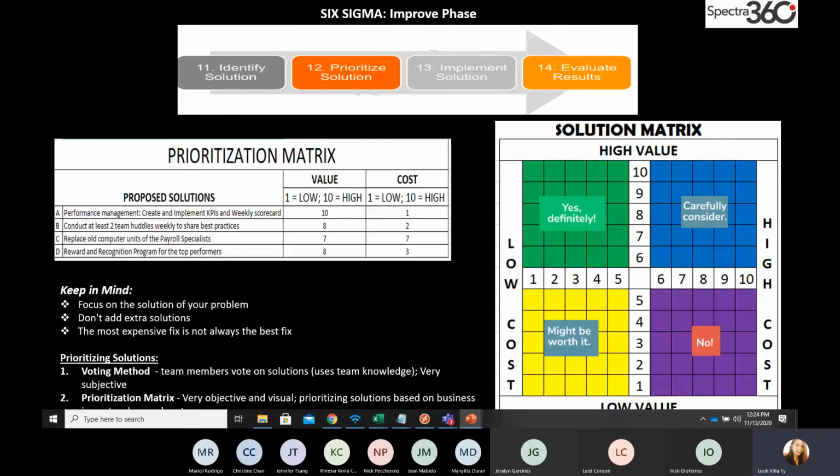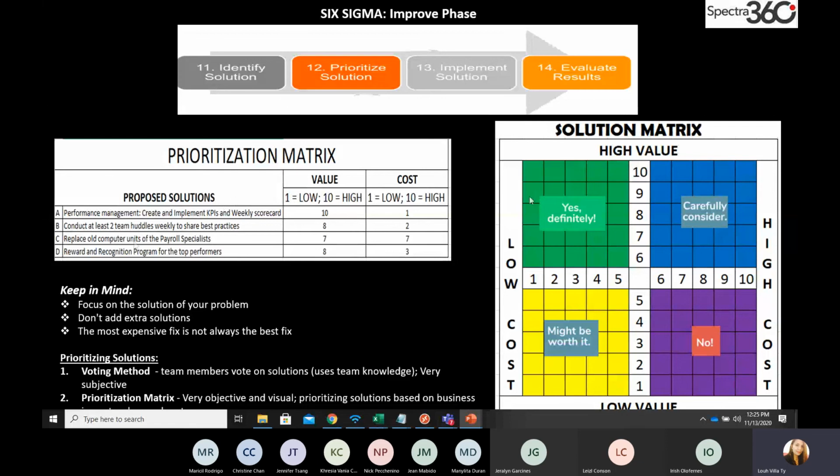You cannot create solutions which are far out from your fishbone. Once you already have your solutions, what you need to do is to rate each one of them. We call that prioritizing solutions. There are 2 ways you can prioritize solutions. The first one is the voting method. When you have team members in the group, you can vote based on team knowledge, but this is very subjective, so this is not recommendable. Well, it has been used, but for the purpose of this project, where we're focusing on the most objective solutions, we will be using a prioritization matrix. The prioritization matrix is objective.